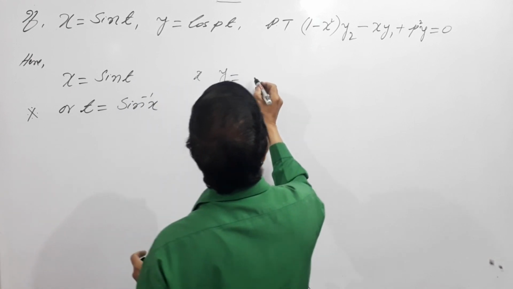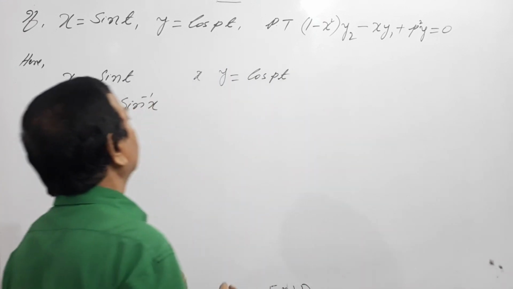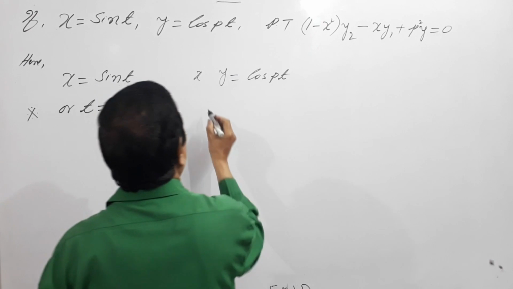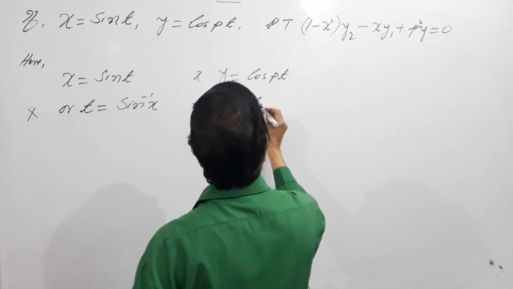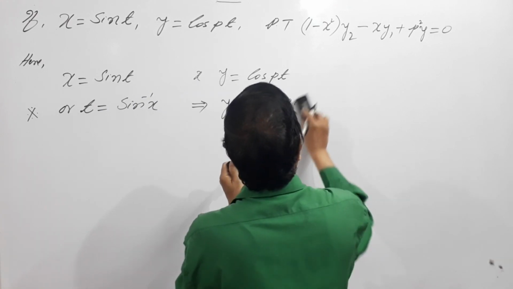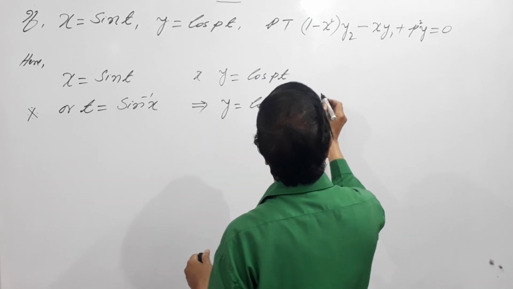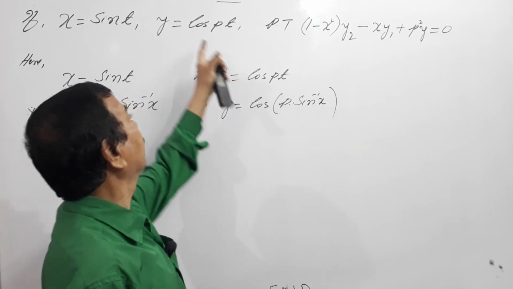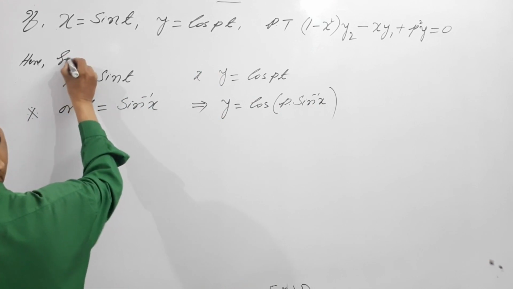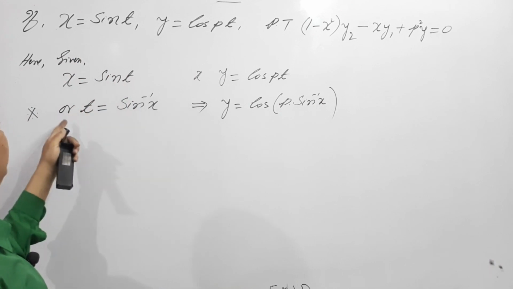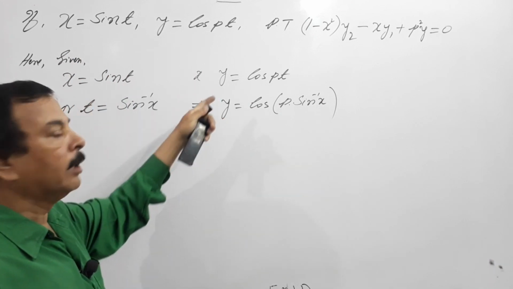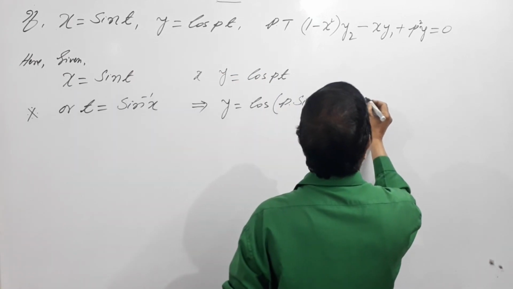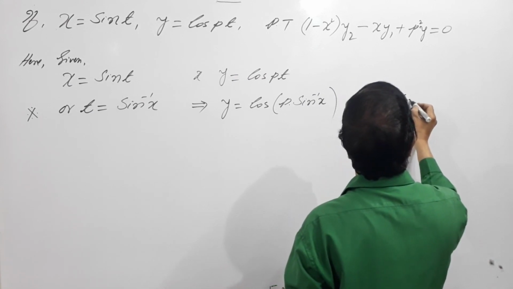And y equals cos pt. So I'll substitute the value of t, that is sin inverse x, in this equation. So what happens? y equals cos of p into sin inverse x, since t equals sin inverse x. This relation is given, isn't it? x equals sin t. So I have taken t equals sin inverse x, and since it is an important problem, I am trying to explain it once again. And y equals cos pt. But t equals what? Since t equals sin inverse x.